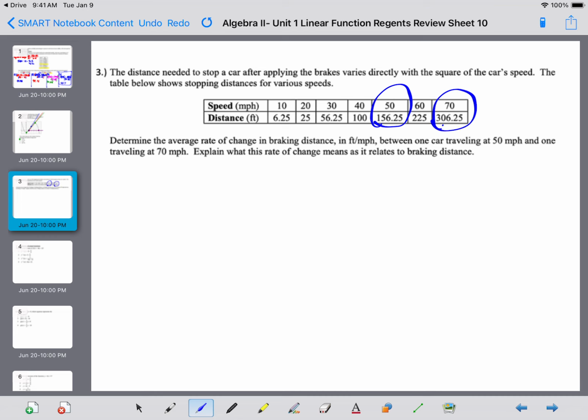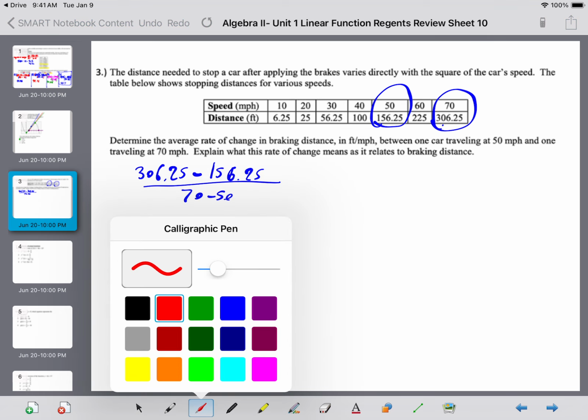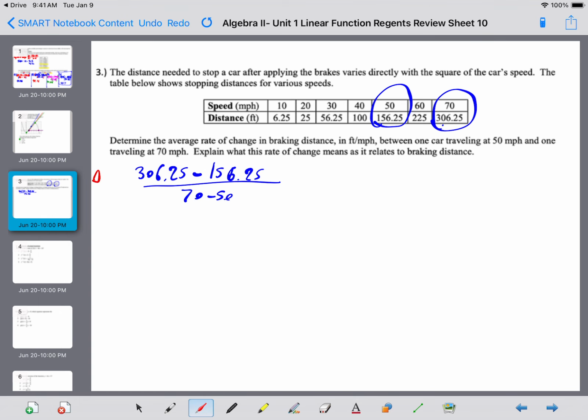So you're going to do difference in outputs over difference in inputs. If you want to personalize this to the question, this is delta D over delta S, right? Change in distance over change in speed. Put that in your calculator, and you'll get your average rate of change.